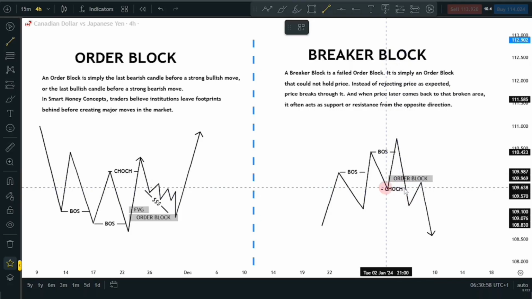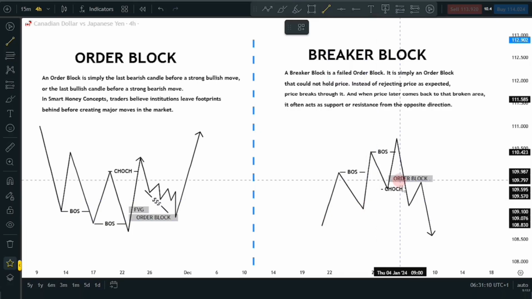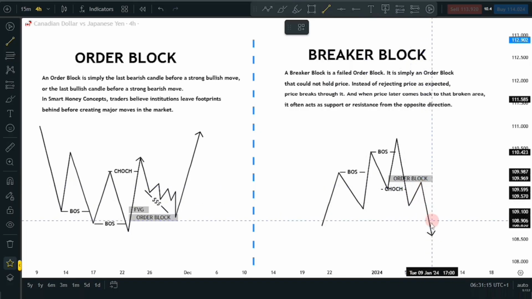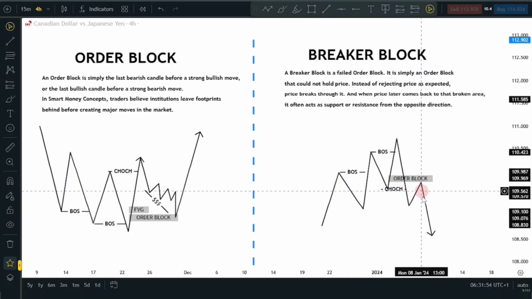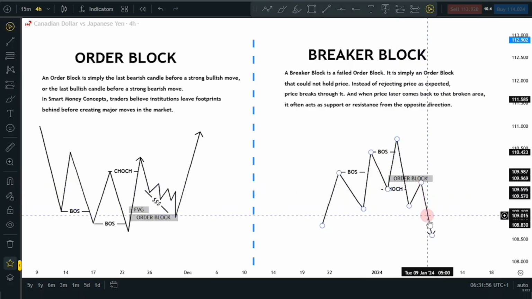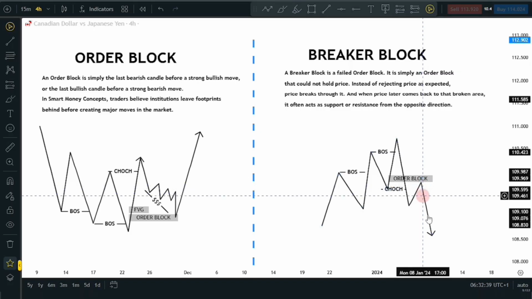Then it now formed a new change of character. So whenever you see this change of character, which means buyers have lost their strength, then sellers are ready to dominate the market and push the price further down. Whenever you see something like this, we are going to mark the origin, that is the order block that caused this change of character. So this order block that failed will now become the breaker block. You can see this is a form of break and retest. If you are a price action trader, you already understand what I mean. If the breaker block is respected, then the price should move downward.